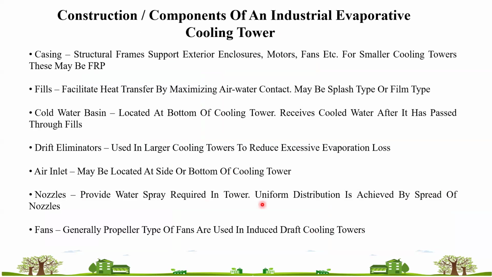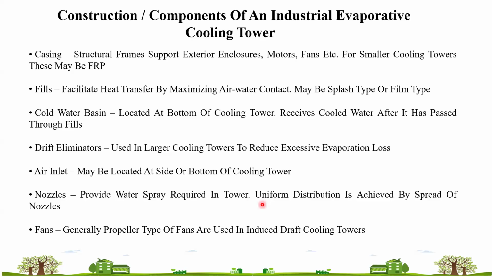Then we'll see the construction or components of an industrial evaporative cooling tower. Evaporative means it is a methodology of heat transfer. So it's an evaporative cooling type of cooling tower. A cooling tower is basically a larger desert cooler. But desert coolers are majorly used for comfort conditioning, while the application is the same. Your water is carried through with the help of a pump.